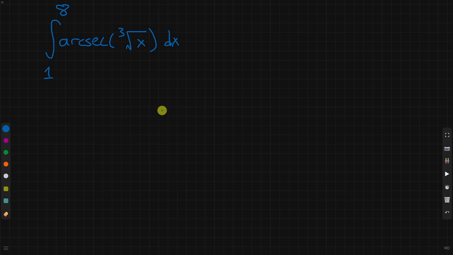In this video, we're going to be finding the integral from 1 to 8 of arcsecant of cube root x dx. If we look at our bounds, 1 and 8, these are actually cube rootable numbers because 1 cubed is 1 and 2 cubed is 8. And we also have a cube root of x right here. This suggests that we have to use a substitution of u equals cube root of x. So let's do that.